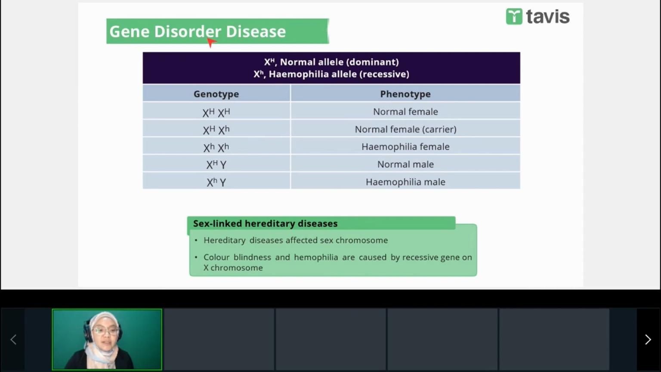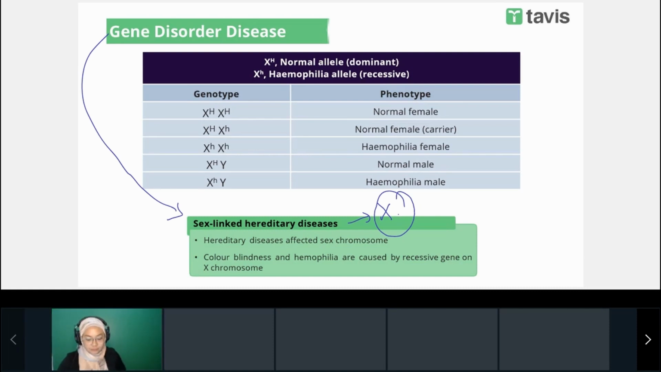Okay, now we learn about gene disorder disease. What is gene disorder disease? Usually we call it a sex-linked hereditary disease. Why? Because it always affects the X chromosome, not Y. It's the X chromosome only, so it is being carried from the parents to the offspring. Examples of gene disorder disease are color blindness, hemophilia, thalassemia. It's caused by a recessive gene, just a small letter.